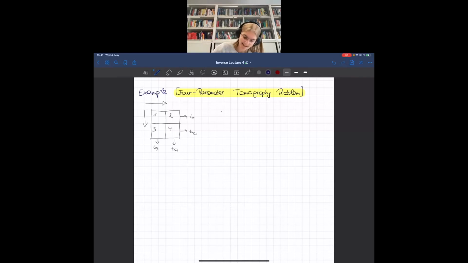So therefore, we can say that t1 is some scaling factor h times s1 plus s2. So s1 would be the intensity we have on the first box here, s2 in the second, and so on. You can figure out the rest. t2 would be h times s3 plus s4. t3 would be h times s1 plus s3. And then finally, and kind of obviously, t4 would be h times s2 plus s4.